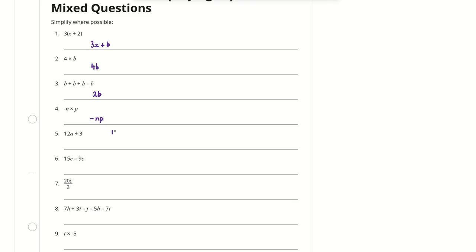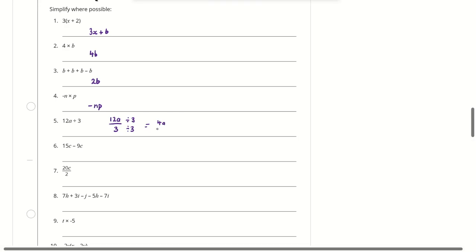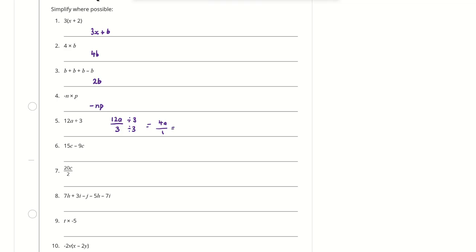12a divided by 3. If I was to do 12a divided by 3 and write it like this, I can divide the top and the bottom by the highest common factor, which is 3. Now 3 goes into 12 4 times, so that's going to be 4a. And 3 goes into 3 once, so technically I've got 4a over 1, which we just write as 4a.